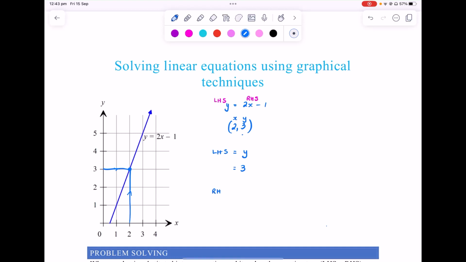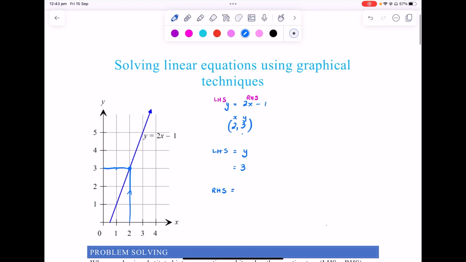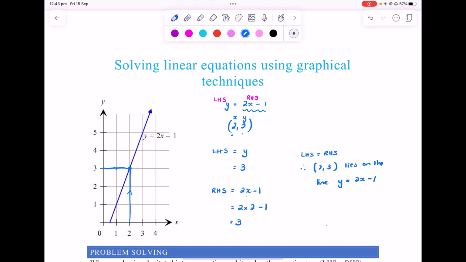Now I'm going to look at the right-hand side of my line, and that is 2x minus 1. And from my point, I know that the x value should be 2. So I'm going to substitute that in. 2 times 2 is 4, minus 1 gives me 3. And now I can say, well, left-hand side equals right-hand side. Therefore, the point 2, 3 lies on the line. And I'll name that line y equals 2x minus 1.